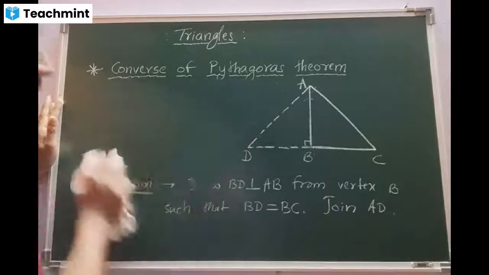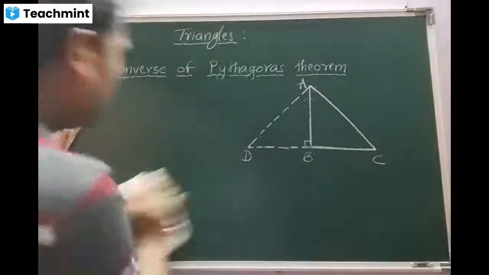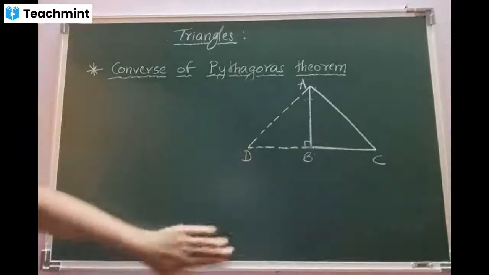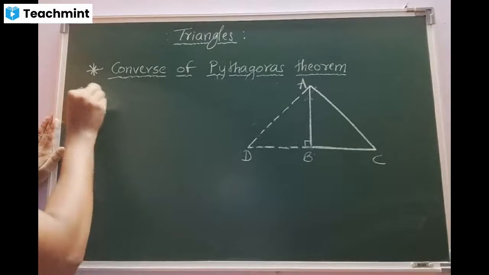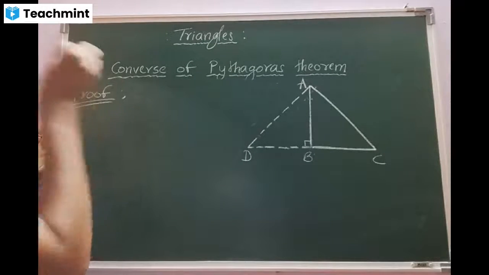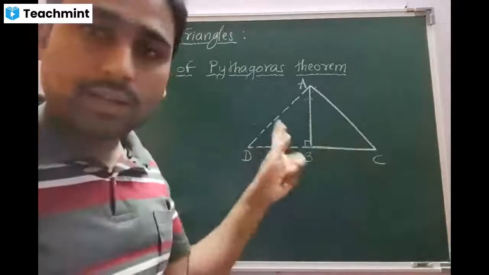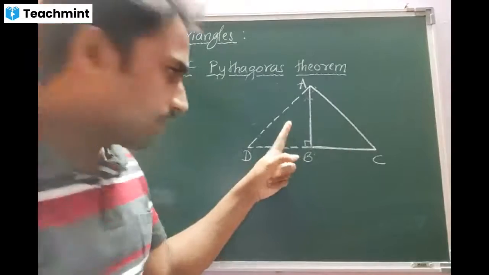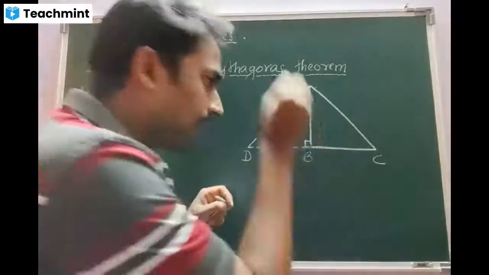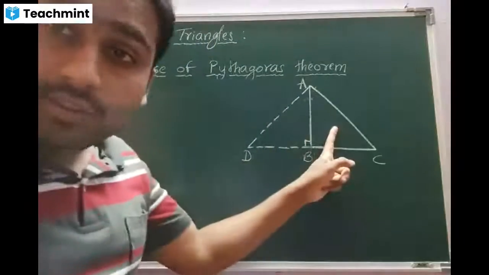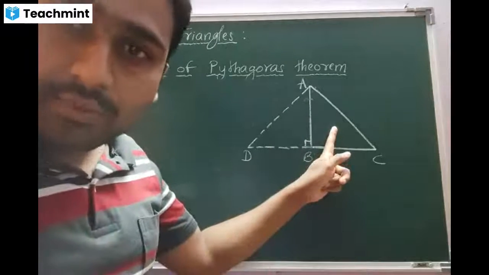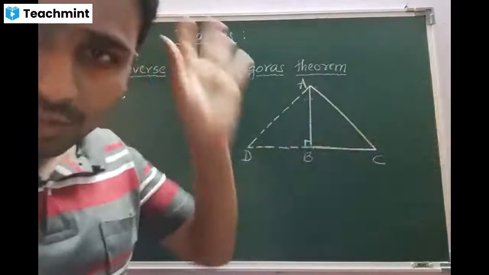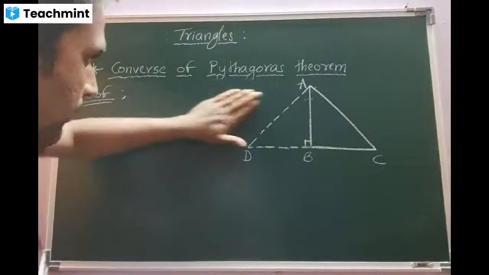Now we will go for the proof. Let us start dealing with the proof. Students, you can observe that there are two triangles. One is already a right angled triangle according to the construction. We have shown here it is exactly 90 degrees. But this is only a triangle at present. We have to prove it is also a right angle triangle.